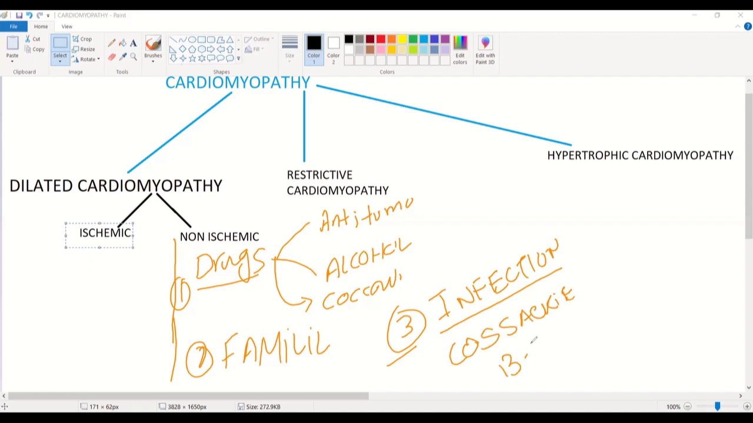Okay. So, what are the systemic conditions that lead to dilated cardiomyopathy?